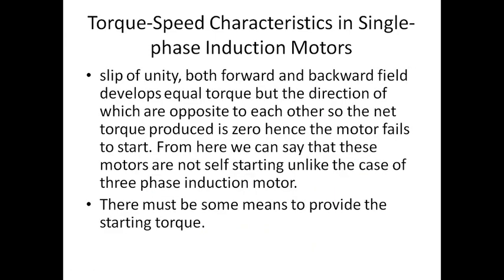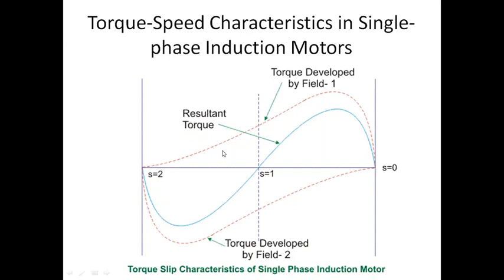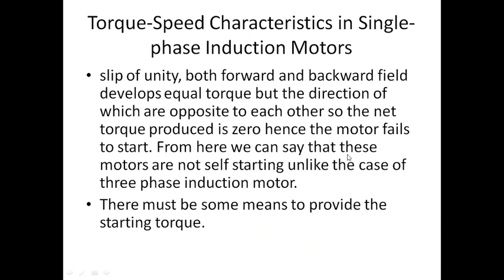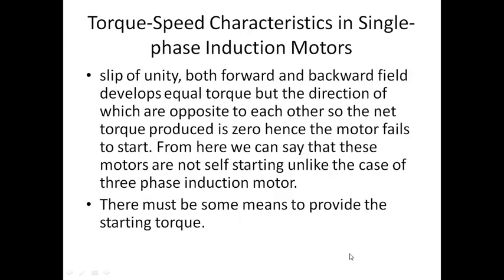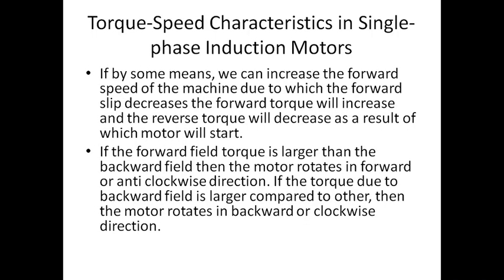Then slip of unity means both forward and backward fields develop equal torque but in opposite direction. That is what, in this diagram, if you see, torque is produced with opposite direction but the magnitude is the same. If it is in the opposite direction, it gets cancelled and my torque is going to be 0. So my single phase induction motor is not going to be self starting. It is not a self starting motor. So you have to start this motor by means of something.